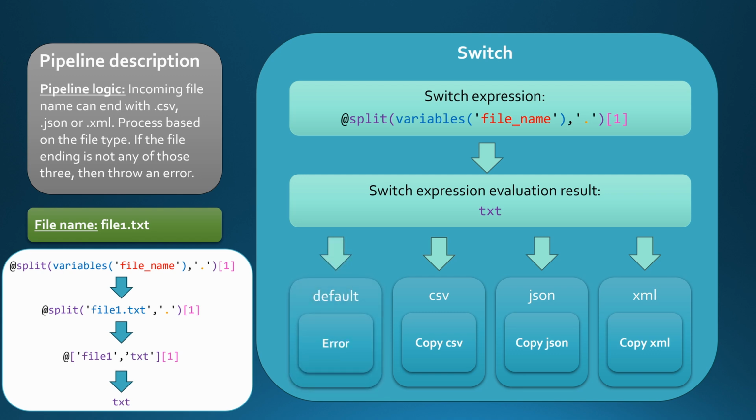And again, this is just the one example of how to use the switch expression, and we could write any expression to this switch expression field that will eventually result in a string value that we can then compare to our cases. Now we have covered the basics of switch activity. So next, let's jump into Data Factory and see how this activity works in action.